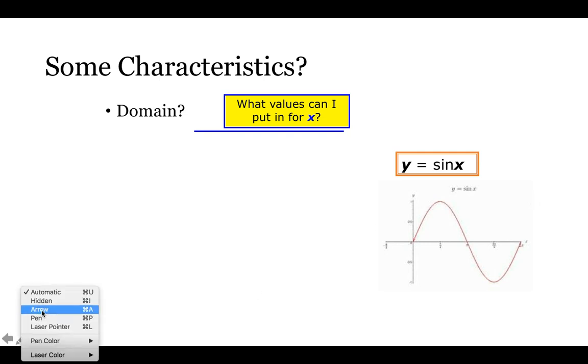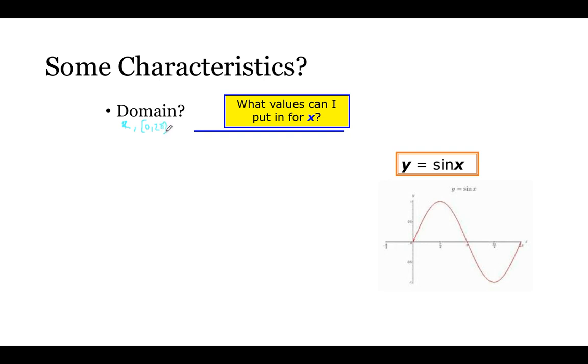Well, in all reality, a sine function usually has a domain of all real numbers. In this one, it's restricted, right? Like when we graphed it, we just graphed one rotation, which was 0 to 2 pi. But it can realistically be all real numbers. It just depends on what we're working with, right? Like if I gave you no restrictions, the domain's all real numbers.